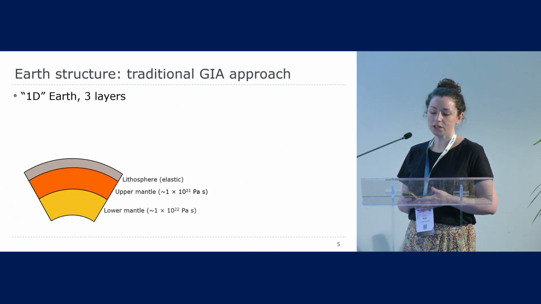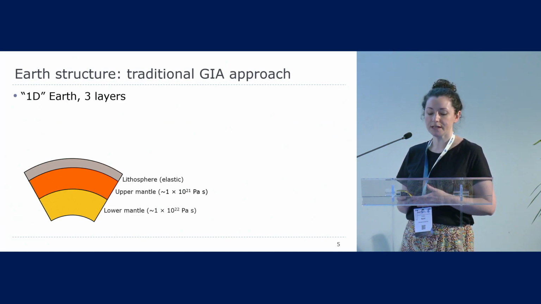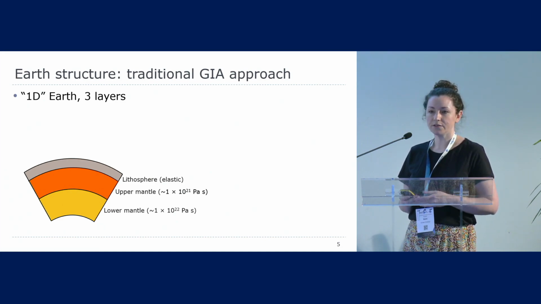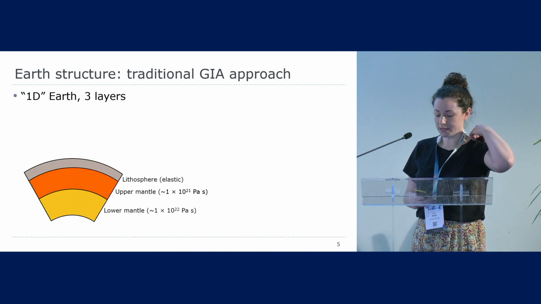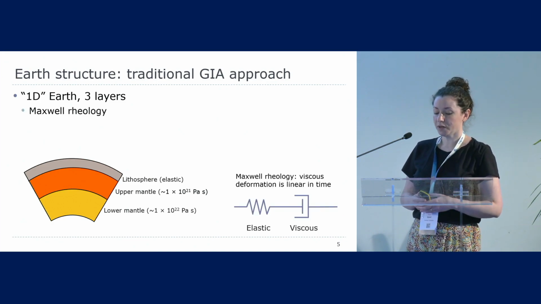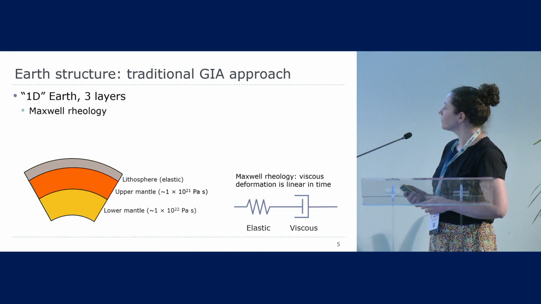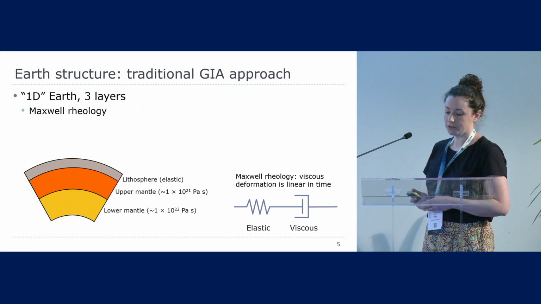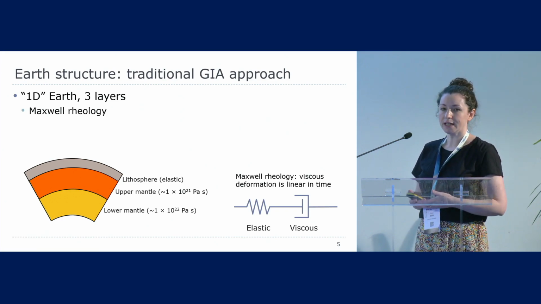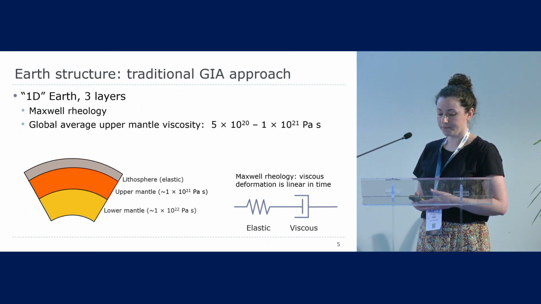In a traditional GIA forward model approach, the Earth is represented as a 1D Earth. So this means that the Earth's properties vary in the radial direction only, and quite often limited to 3 layers. So we have an elastic lithosphere, a lower mantle, and an upper mantle that have one consistent viscosity. This is paired with a Maxwell rheology, where we have an immediate elastic response and a longer-term viscous response. And this viscous deformation is linear through time.